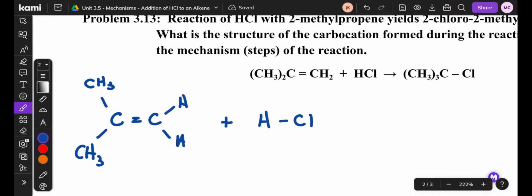Same thing with the alkene. So what's going to happen is the hydrogen is going to donate its electron to the chlorine, which we all know from AP chemistry, strong acids. That's why that happens. So hydrogen wants to become a hydrogen ion.